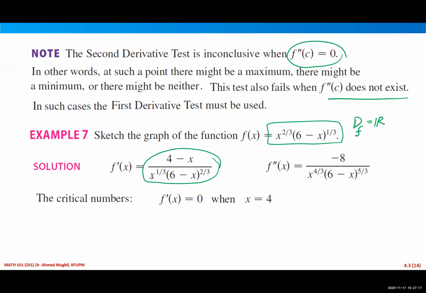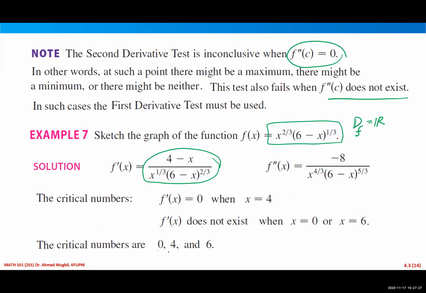Check where the denominator is 0. So it is at 0 and 6. Are they in the domain? Don't worry here. The domain is all the real numbers. So always, Shabab, don't forget to check that the critical numbers must be in the domain. If they are not in the domain, they are not critical numbers. Now we have the critical numbers.